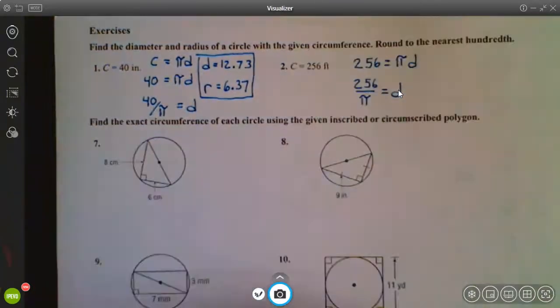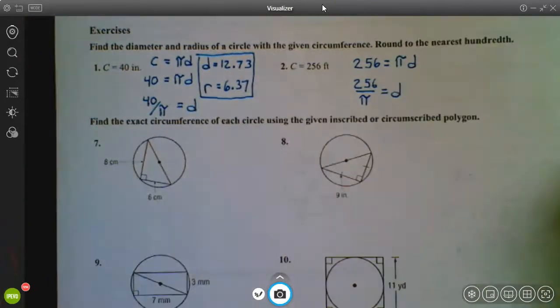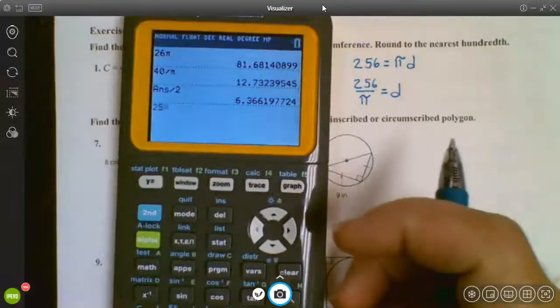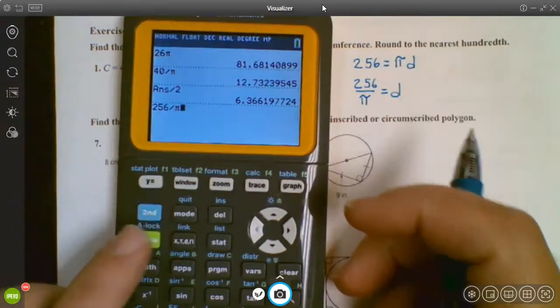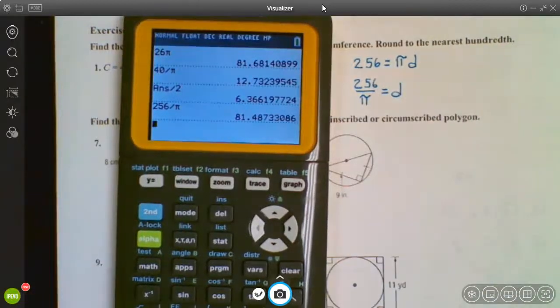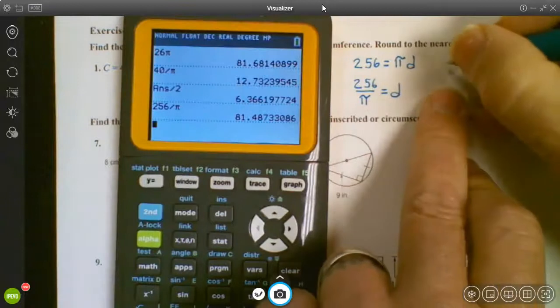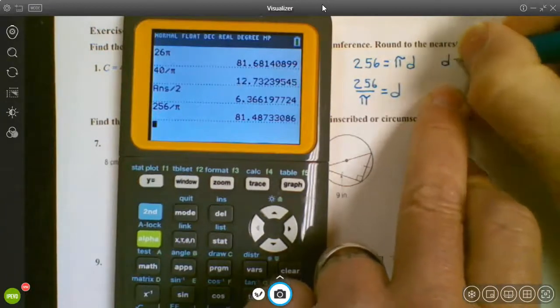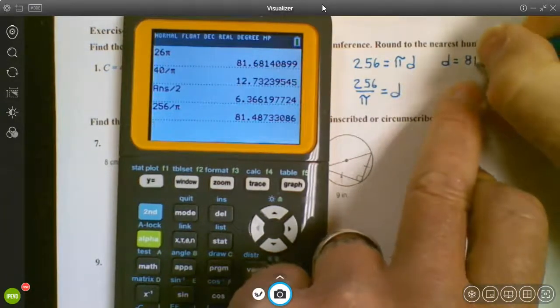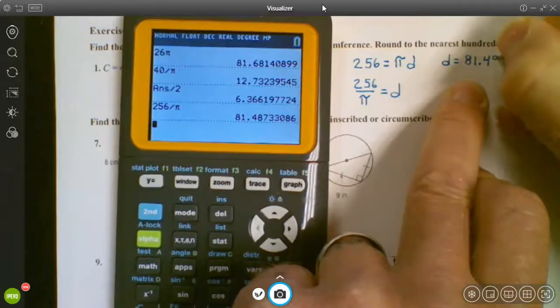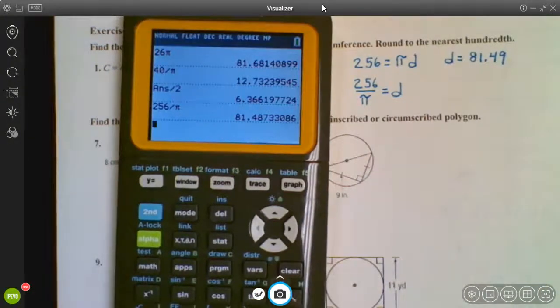If they were to ever ask us to leave our answer in terms of pi, we would stop right there. This one says nearest hundredth, so let's type that in. 256 divided by pi is 81.49. Make sure you round accurately. So that's the way that we would write it.